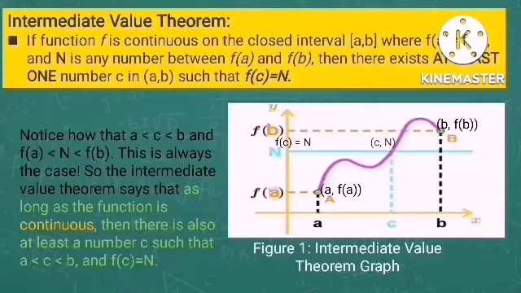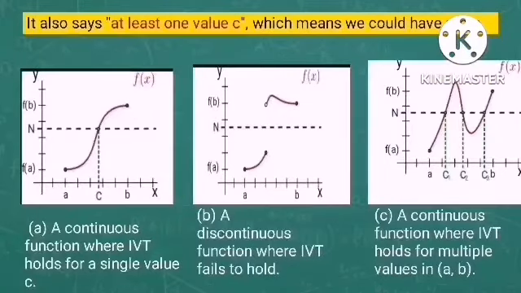Notice how a is less than c and c is less than b, and f(a) is less than n and n is less than f(b). So this is always the case. So the intermediate value theorem says that as long as the function is continuous, then there is also at least a number c such that a is less than c and c is less than b, and f(c) is equal to n. This theorem also states at least one value c, which means that we could have more values of c.